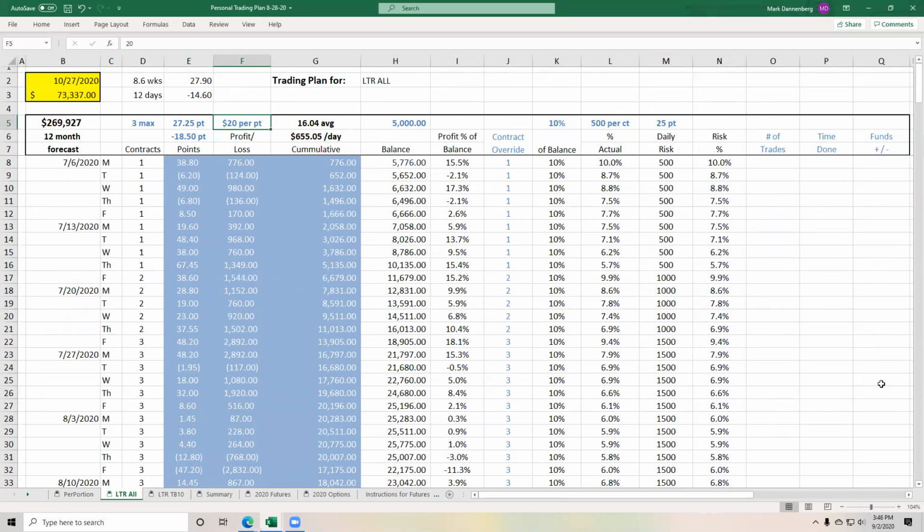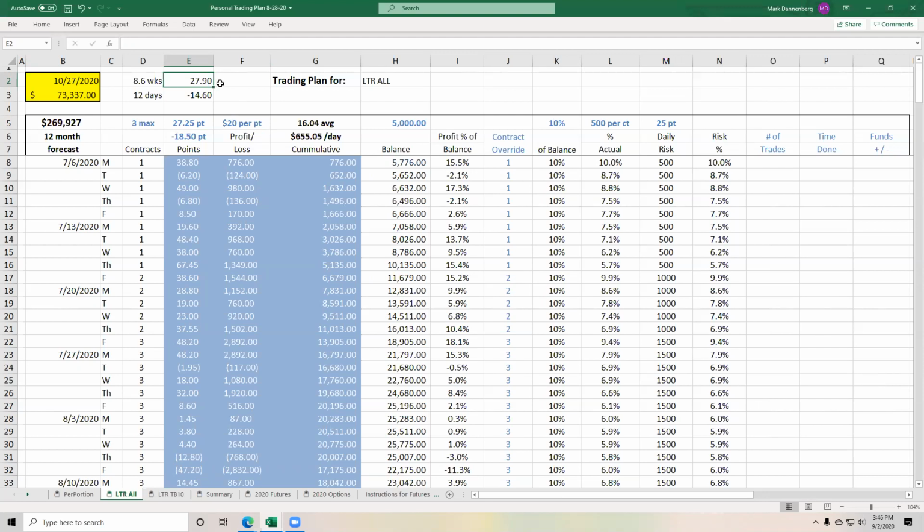Now, the most important part of doing this work is to work with the numbers up here. And the first thing I want to look at is this right here. This number up here is telling me what the average profit is on our winning days. Okay, we're going to have winning days and we're going to have losing days. The average profit is 27.9 points. That's for our winning days.